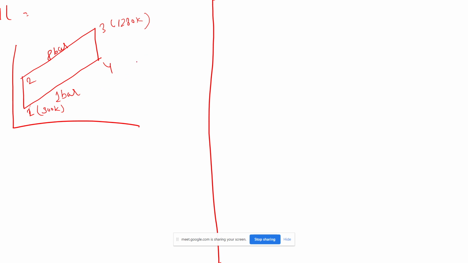They have given that heat addition, Q32, is taking place at constant pressure here. It is 80 megawatts. Can we change that into watts? So 80 into 10 to the power 6 watts. What is a watt? A watt is equal to joule per second.